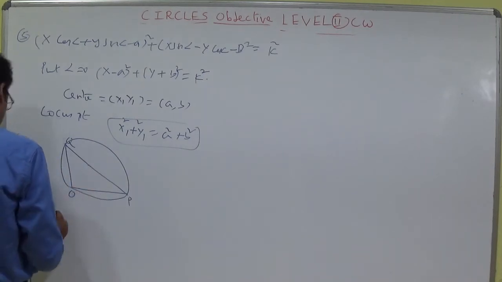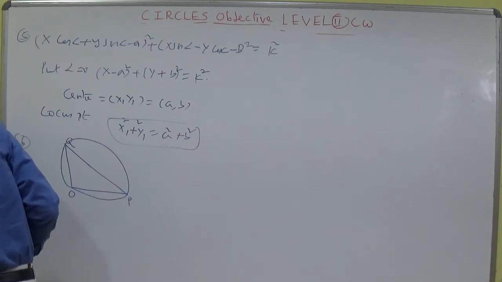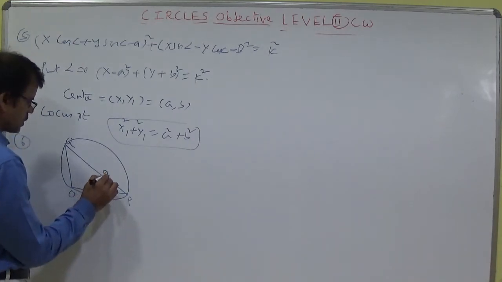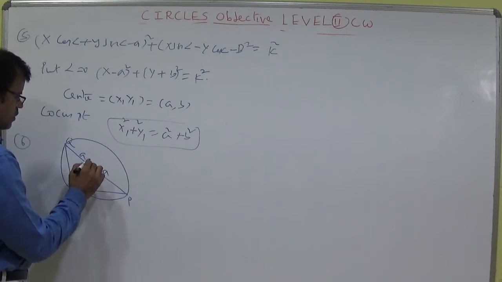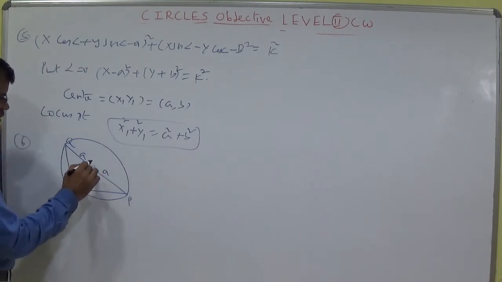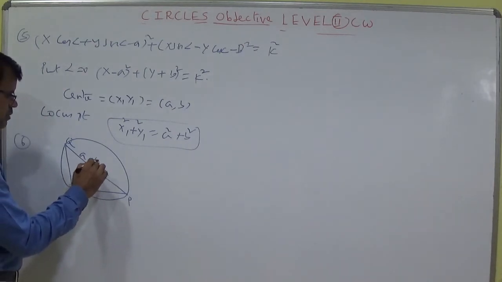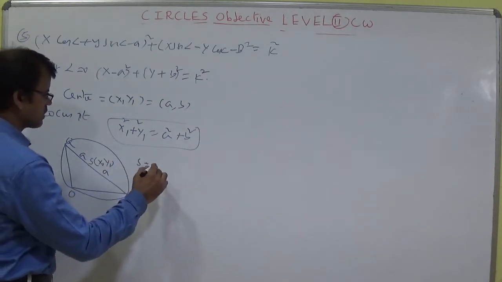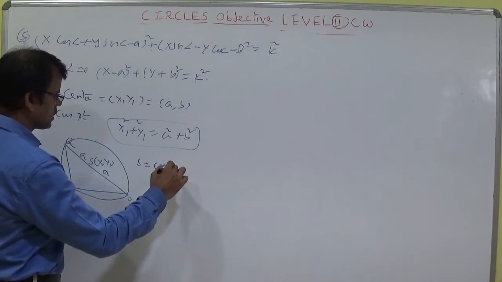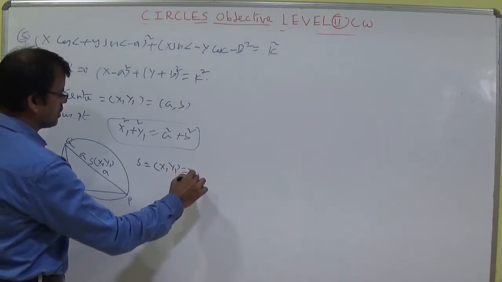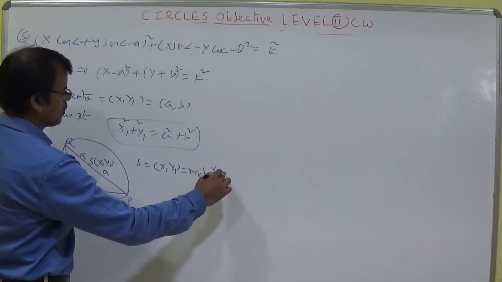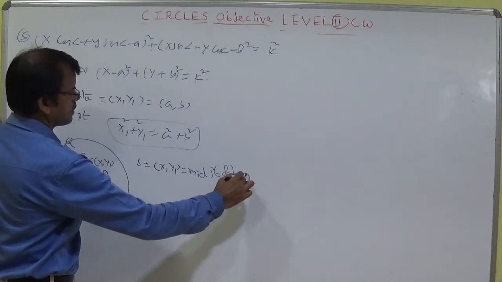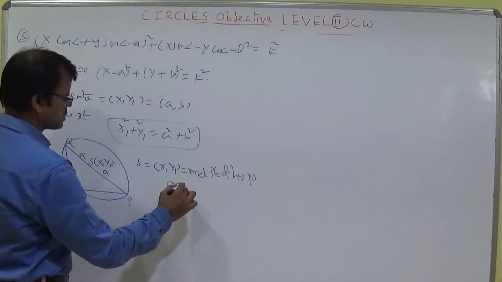Circumcenter is the midpoint of the hypotenuse. Length 2a is given, so put here a, this is a. We know that the locus of circumcenter is the midpoint of the hypotenuse, (x1, y1). S means circumcenter. S is equal to (x1, y1), the midpoint of the hypotenuse or locus point.